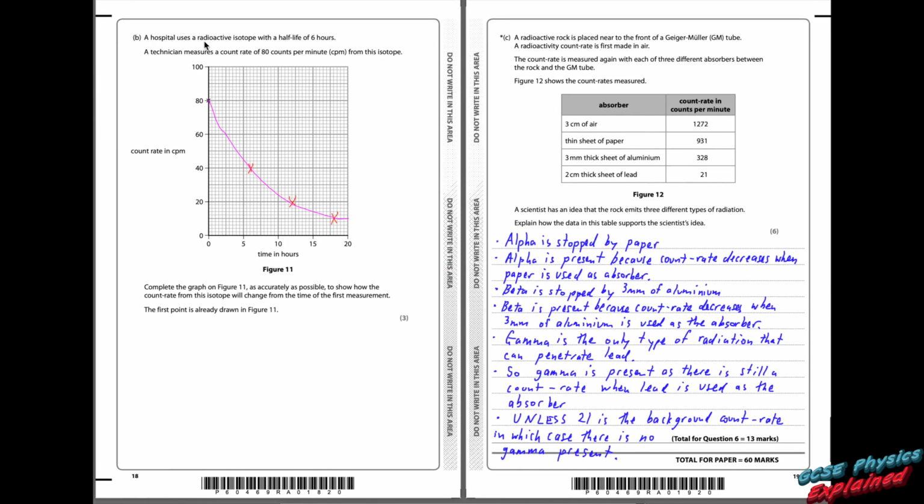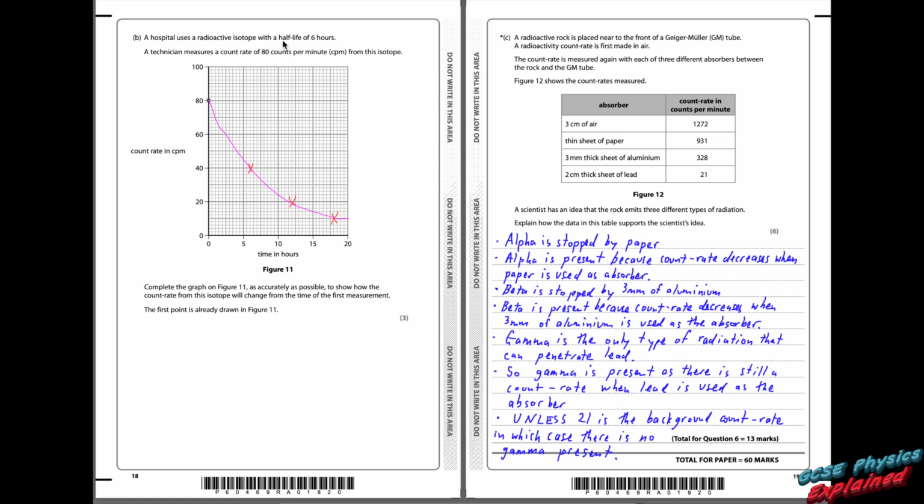Part B. A hospital uses a radioactive isotope with a half-life of 6 hours. A technician measures a count rate of 80 counts per minute from this isotope. Complete the graph on figure 11 as accurately as possible to show how the count rate from this isotope will change from the time of the first measurement.